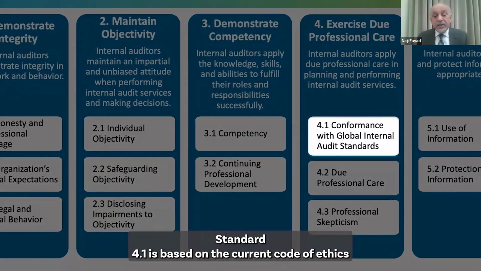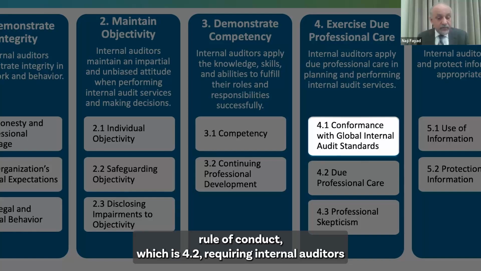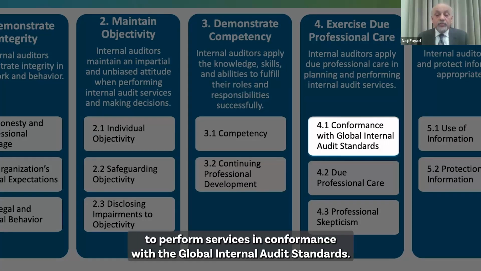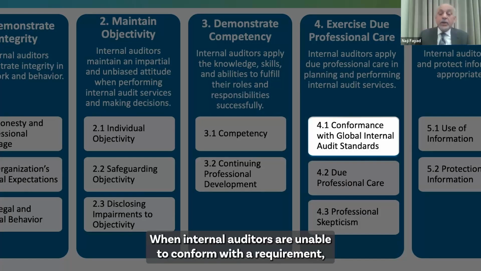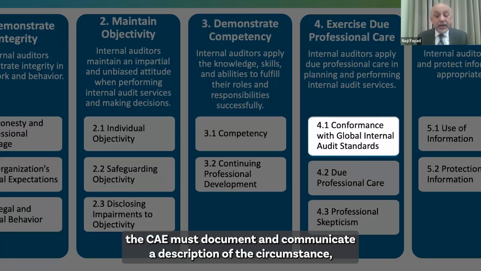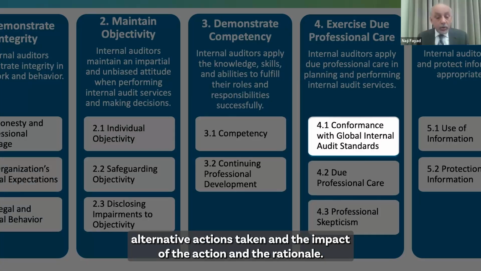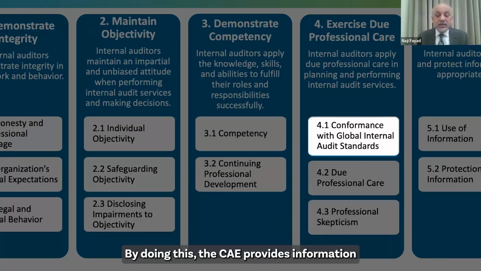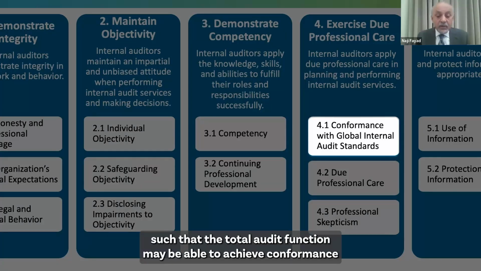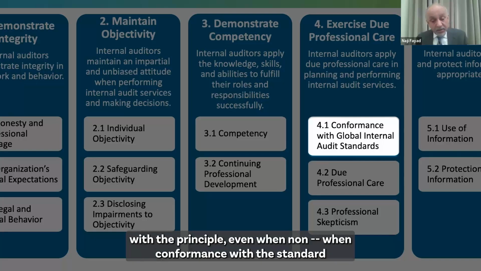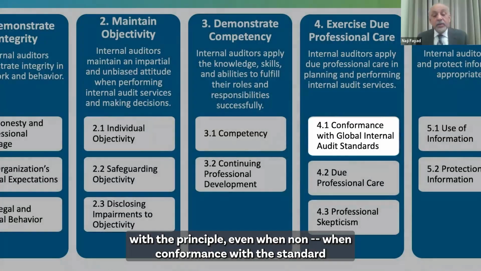Standard 4.1 is based on the current Code of Ethics rule of conduct, which is 4.2, requiring internal auditors to perform services in conformance with the Global Internal Audit Standards. However, it now adds what to do in case of non-conformance. When internal auditors are unable to conform with the requirement, the CAE must document and communicate a description of the circumstance, alternative actions taken, and the impact of the action and the rationale. By doing this, the CAE provides information to support the external quality assessment, such that the internal audit function may be able to achieve conformance with the principle, even when conformance with the standard is not possible.